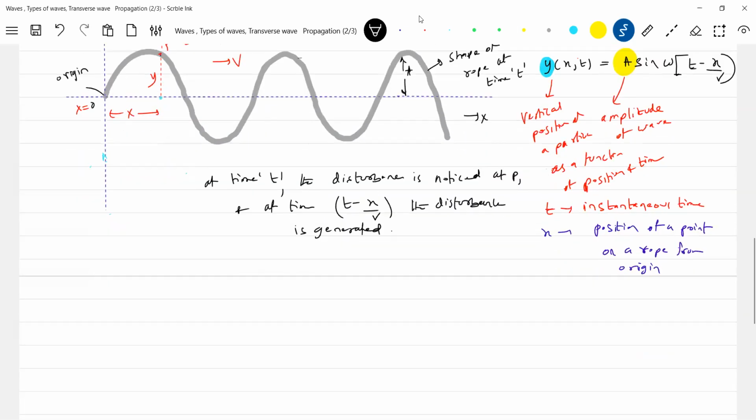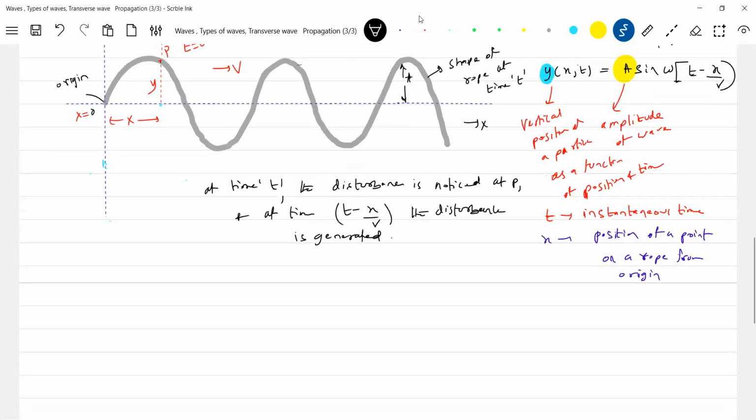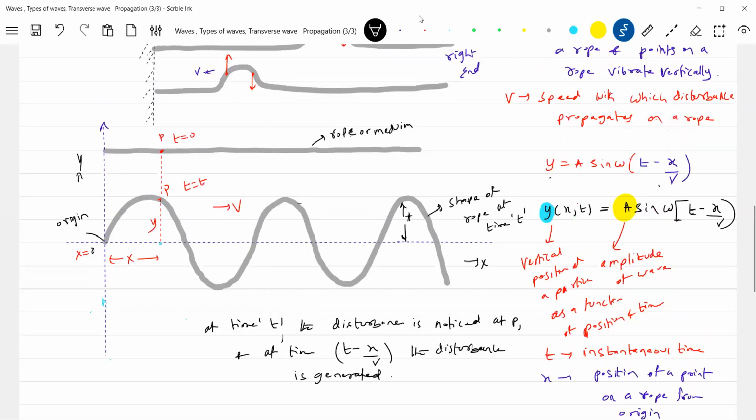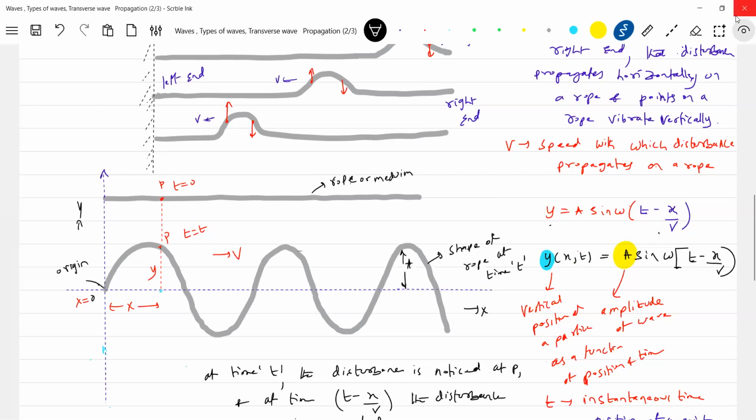Now, if I generate a wave, at this end a person is standing, waving his hand up and down. At t minus x by v, he will start waving his hand up and down. At time t, what happened? You notice that here.